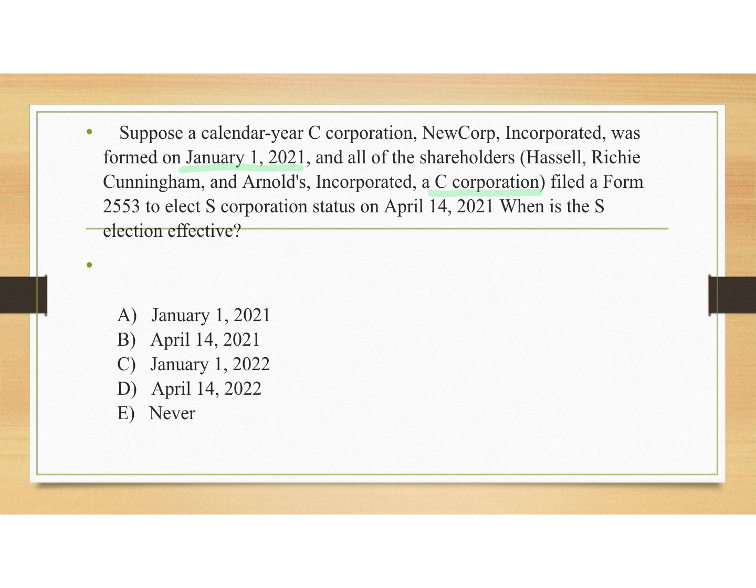All right, and this is a little bit of a trick question, but it's just designed to make you think about shareholders and what would be a valid S election. Okay, so since we have a C corporation as a shareholder, they cannot make a valid S election, so the answer is never. Okay.